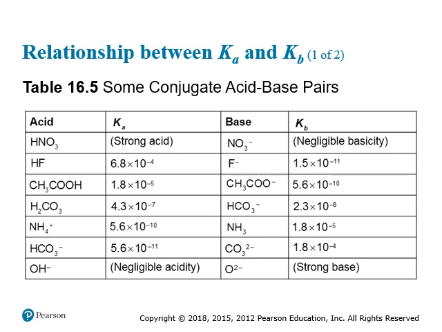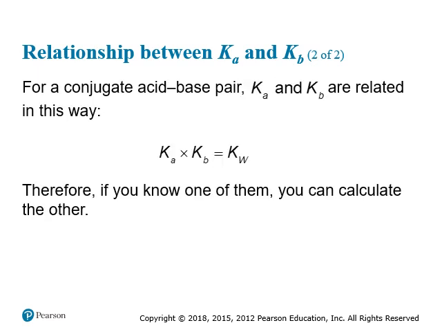What mathematically is the relationship between Ka and Kb for a conjugate acid-base pair? Well, here is the mathematical relationship. Multiplying Ka for an acid times Kb of its conjugate base is going to give us Kw. And if you remember, at 25 degrees Celsius, Kw is equal to 1 times 10 to the negative 14th. So if you know one of the two, then you can determine the other by a simple calculation.